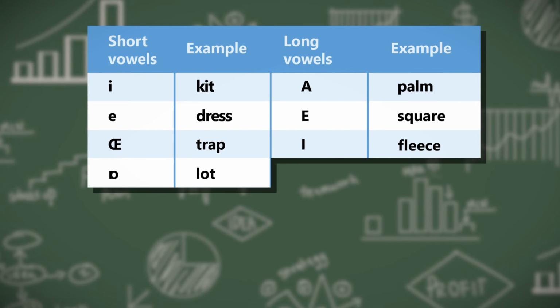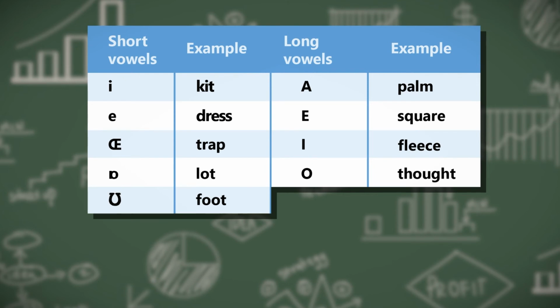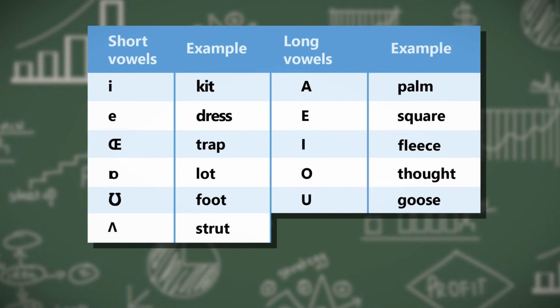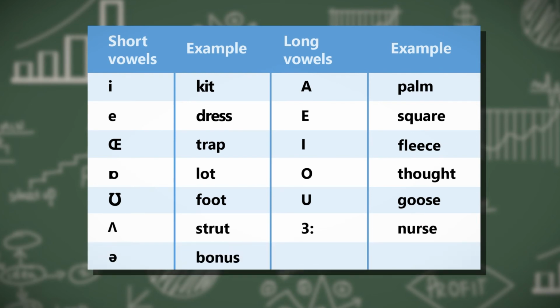The short vowel O, example: lot. The long vowel O, example: float. The short vowel U, example: foot. The long vowel U, example: goose. The short vowel, example: strut. The long vowel, example: nurse. The short vowel, example: bonus.